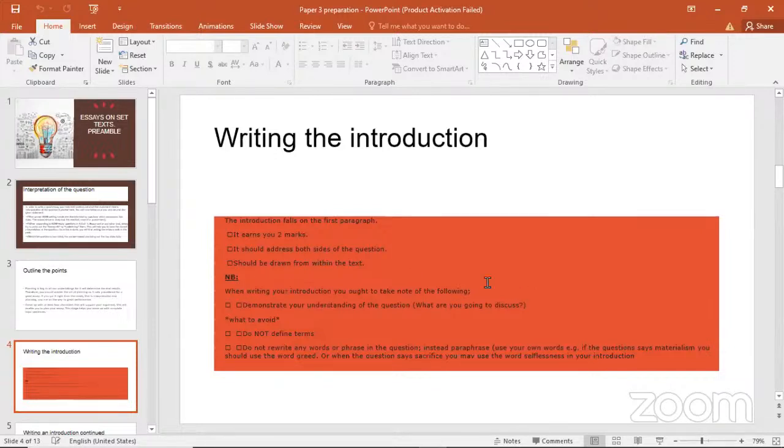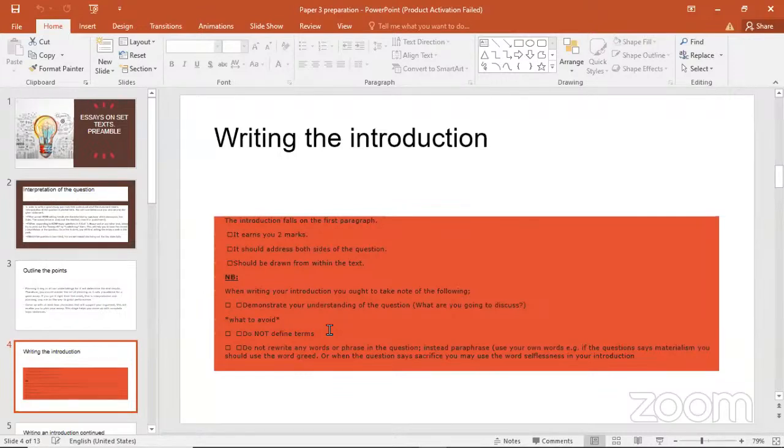Note, when writing your introduction, you should take note of the following. You should demonstrate your understanding of the question. I'll repeat, you should demonstrate your understanding of the question. Now, in demonstrating your understanding of the question, do not do the following because it happens. Do not define terms. For example, determination leads to success, and then you go ahead and explain what determination is, what success is. You do not do that. So that is a no-go zone.